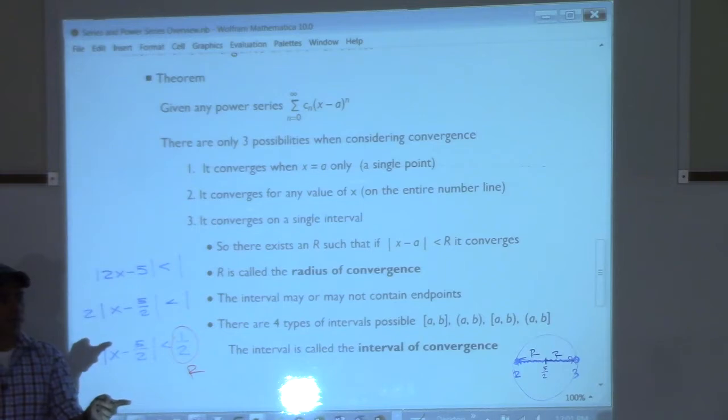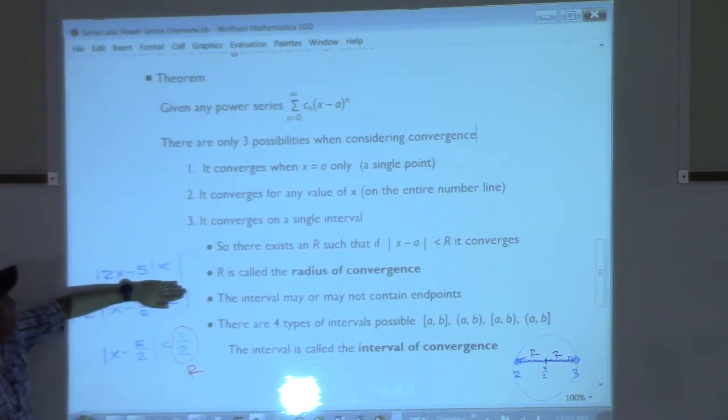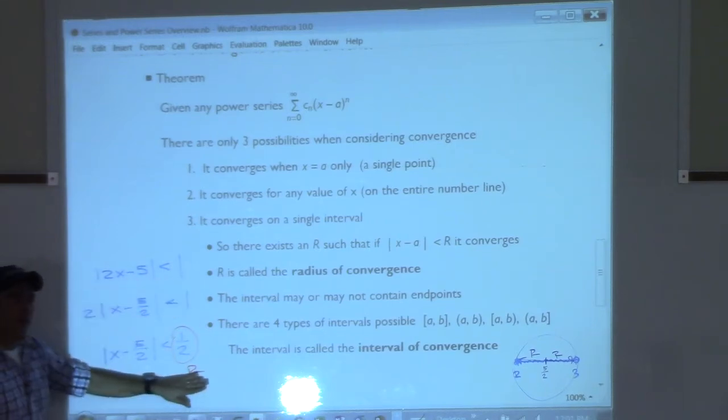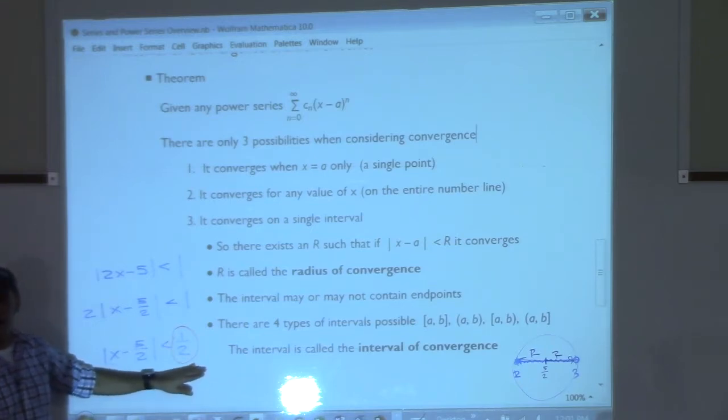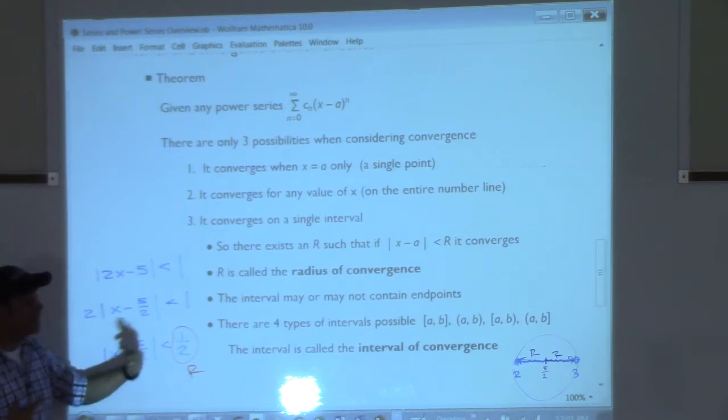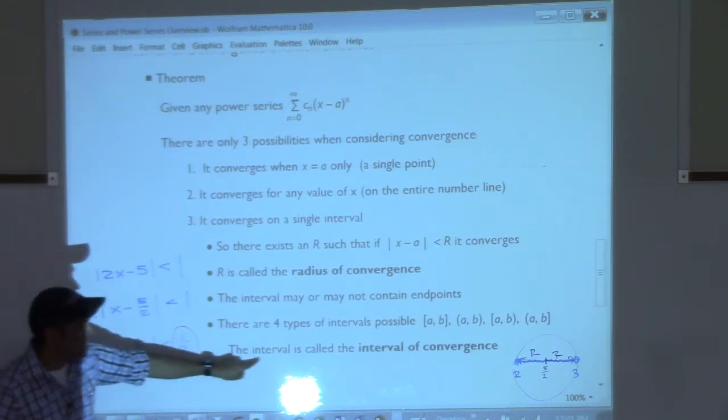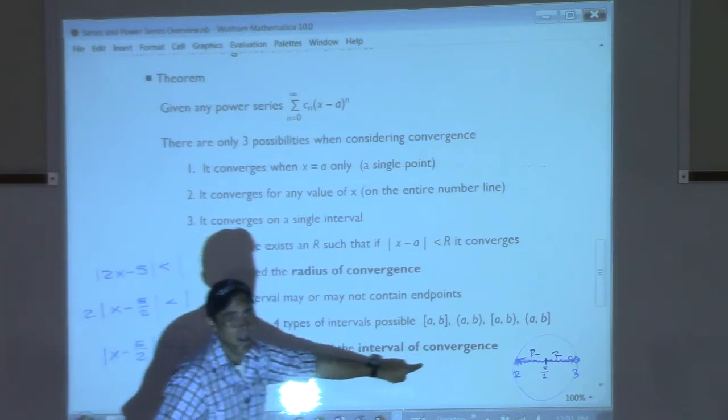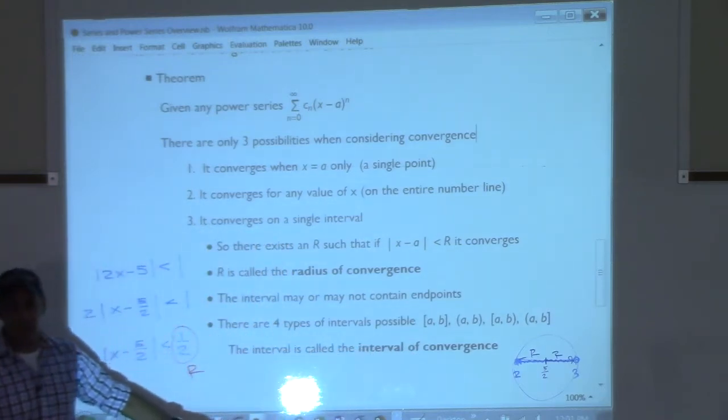endpoints? We got to that point without testing endpoints, didn't we? Algebraically, we can turn that into that without doing any testing of endpoints. If you're asked for radius of convergence, it's an easier problem because you don't have to test endpoints. If you're asked for the next thing, which is called the interval of convergence, then you must test the endpoints.